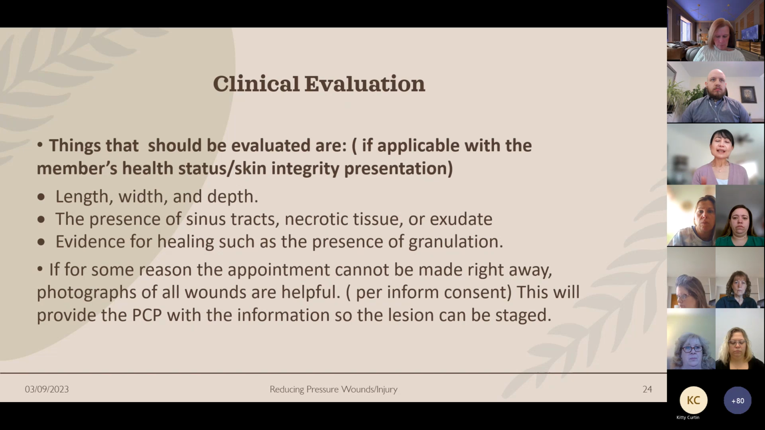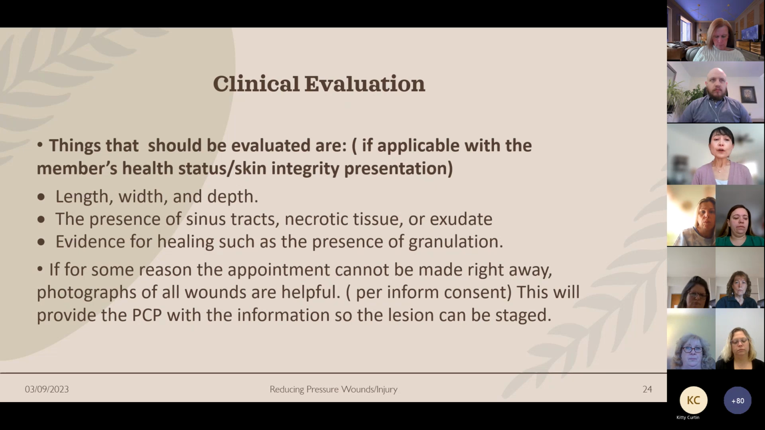granulation. For example, when following up, if the member has VNA support and everything goes smoothly as planned in the plan of care, we can start to see this evidence of healing, such as the presence of granulation, and we can put it in our documentation after the home visit.